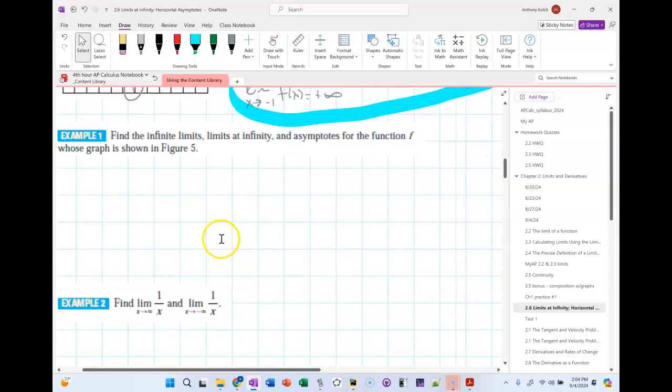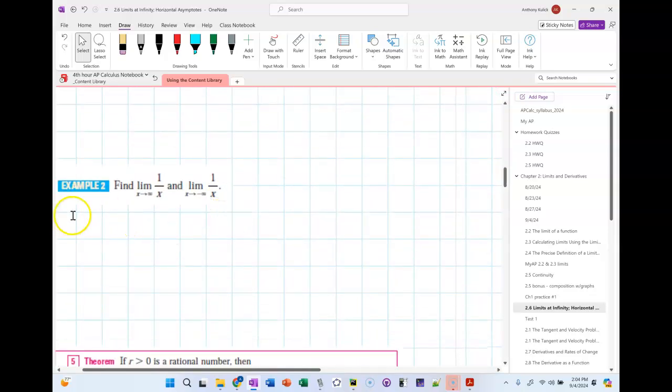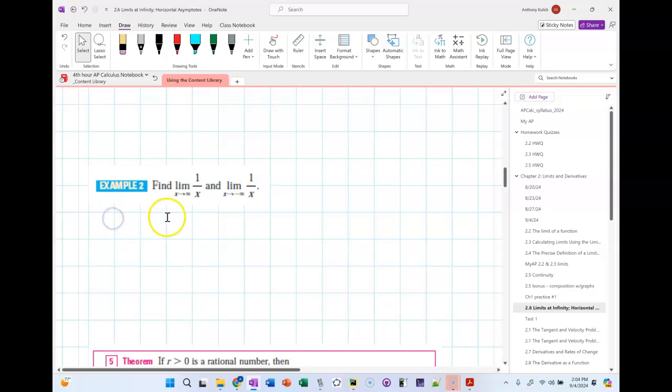All right. Let's look at the limit as x approaches infinity of 1 over x and as x approaches negative infinity of 1 over x. Let's try to do this without a calculator. Obviously, you could use a calculator to look at the graph. Not wrong to do that. So let's look at what happens when we plug in progressively bigger and bigger numbers to 1 over x.